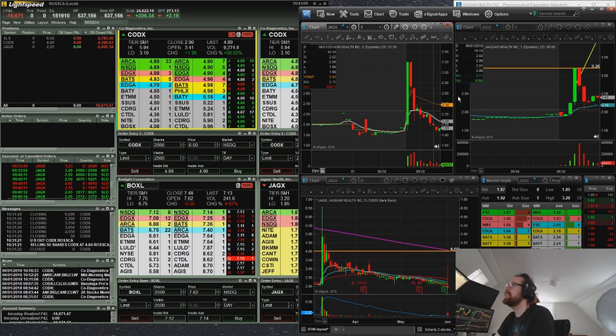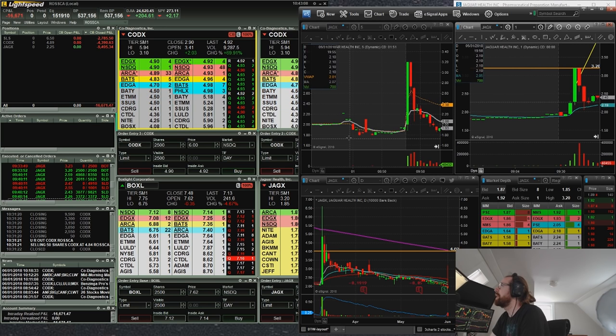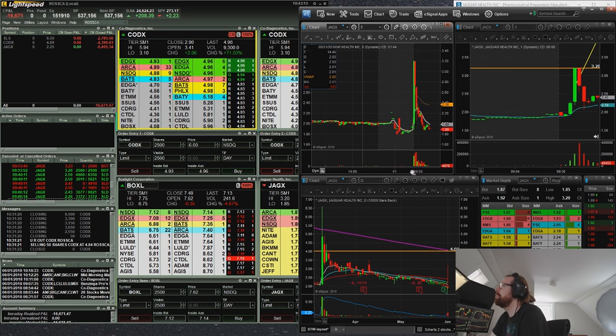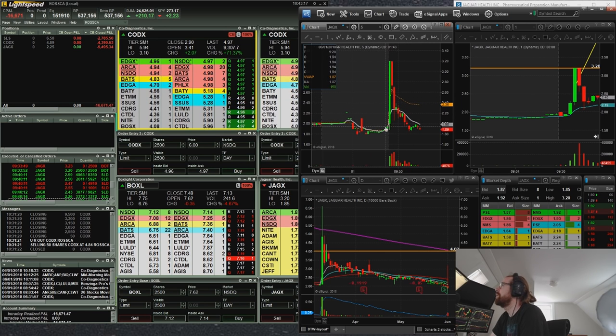Now, if you're trading with a tenth of the share size as me, then your profits and losses will be a tenth of this number, relatively speaking. So JAGX, that was a total fail. It faked me out. I thought because it was squeezing up so quickly that it would continue, and it just didn't. So I gave back some profit on that one.